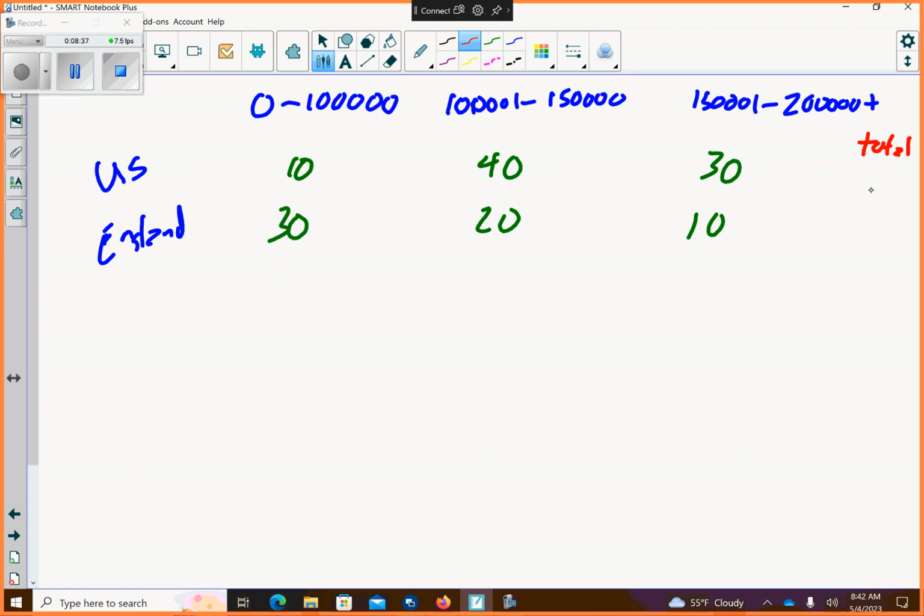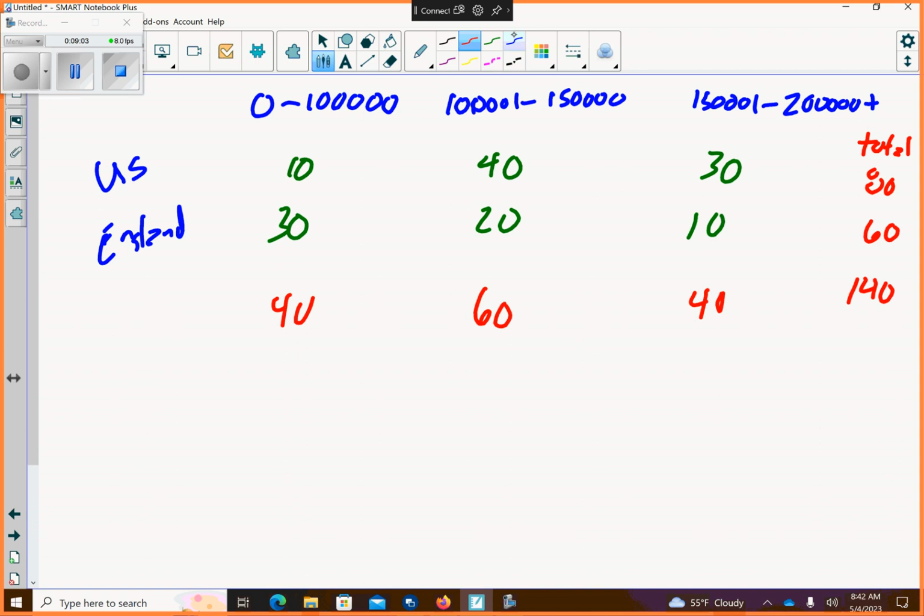So if I go 10, 40, and 30, that gives me 80. If I go 30, 20, and 10, I get 60. 60 and 80 add up to 140. And then 10 plus 30 is 40. 40 plus 20 is 60. 30 plus 10 is 40. 40 plus 60 plus 40 is also 140.